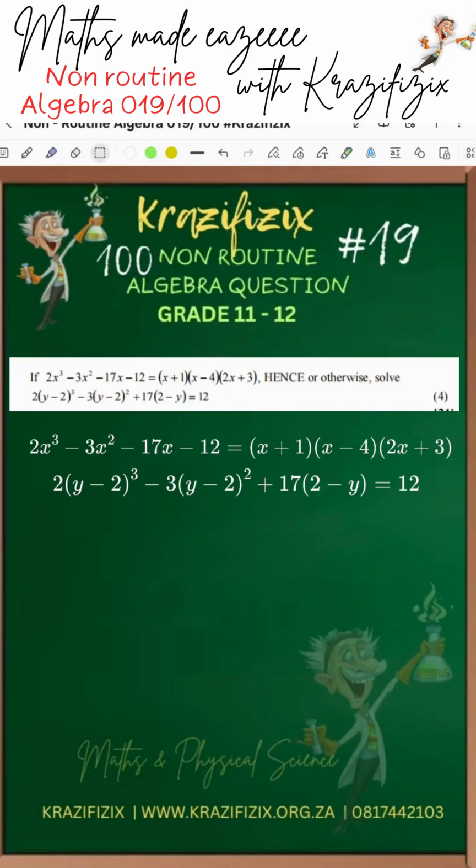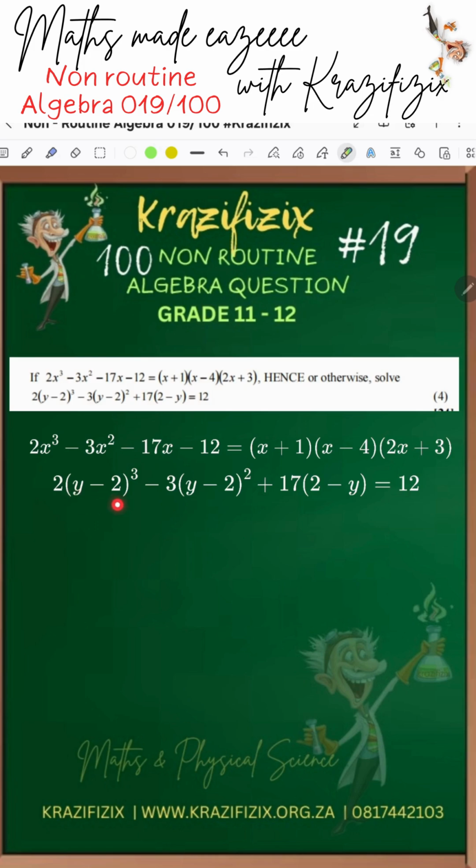Hello there, number 19. Now, we are given that 2x cubed minus 3x squared minus 17x minus 12 equals this expression that we have. So the examiner, in this case, has already given us the factorized version: x plus 1, x minus 4, 2x plus 3. Now, they're asking us to solve, hence or otherwise, that is, continue from where we stopped.